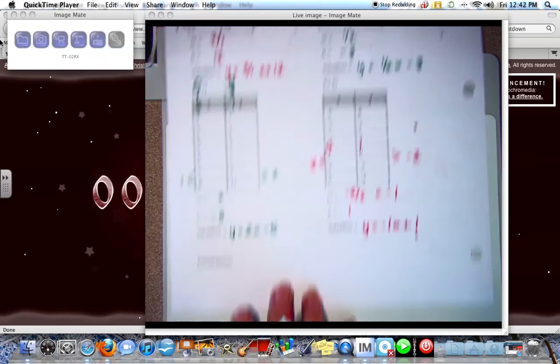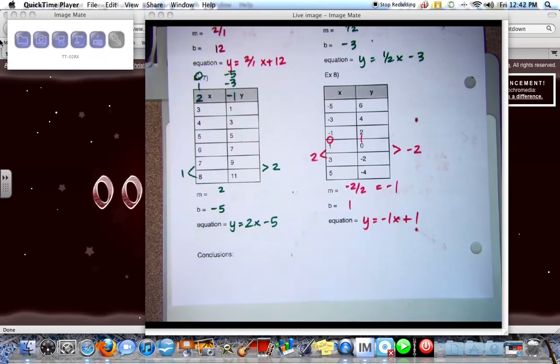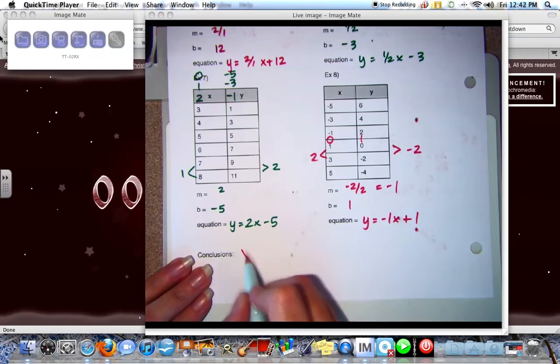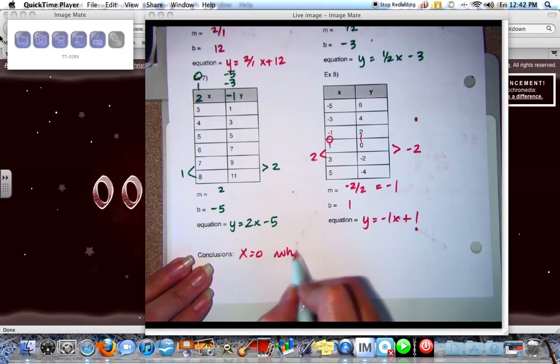Nice. All right, conclusions. You guys have done conclusions in other classes. Also observations, I guess. What can we conclude or observe from this? What did we notice? Okay, x is equal to 0 when looking for a y-intercept.